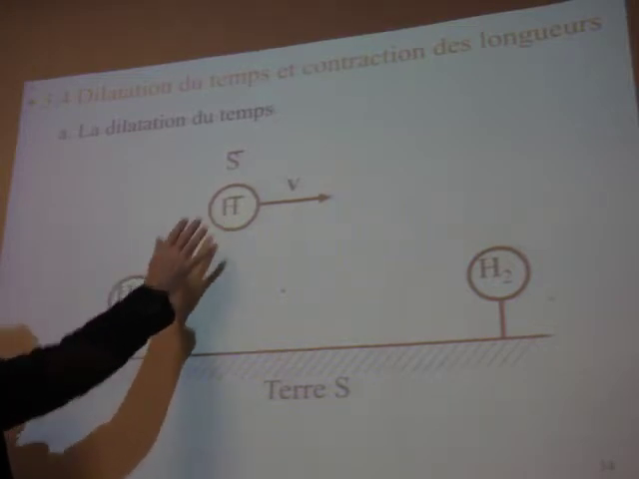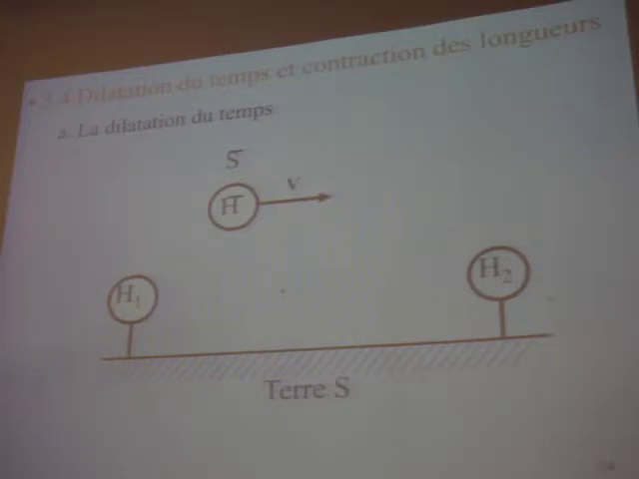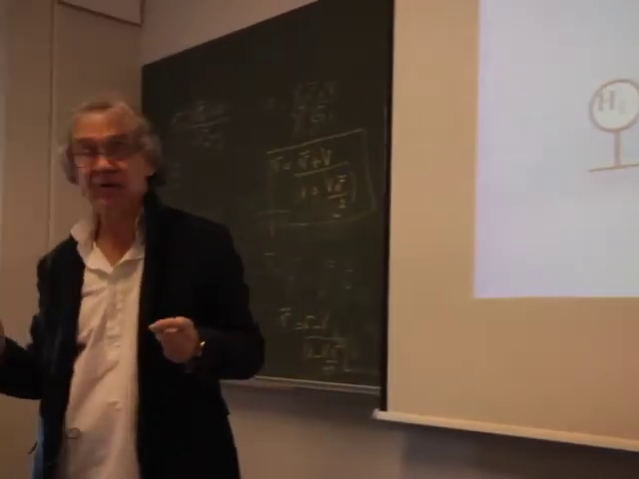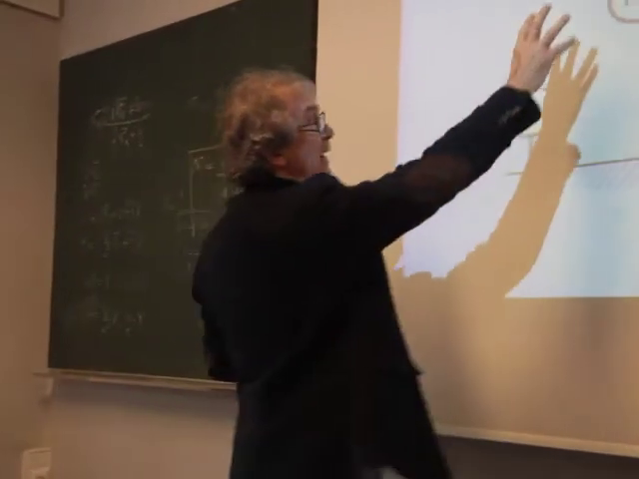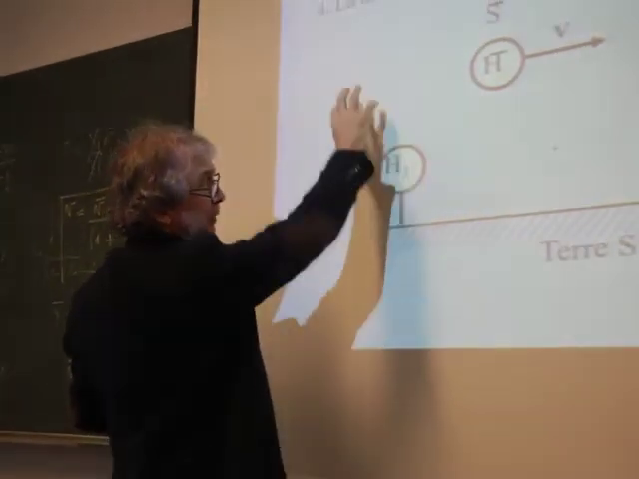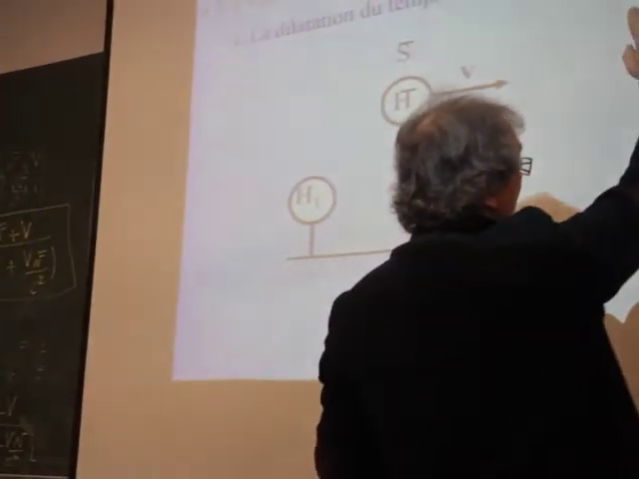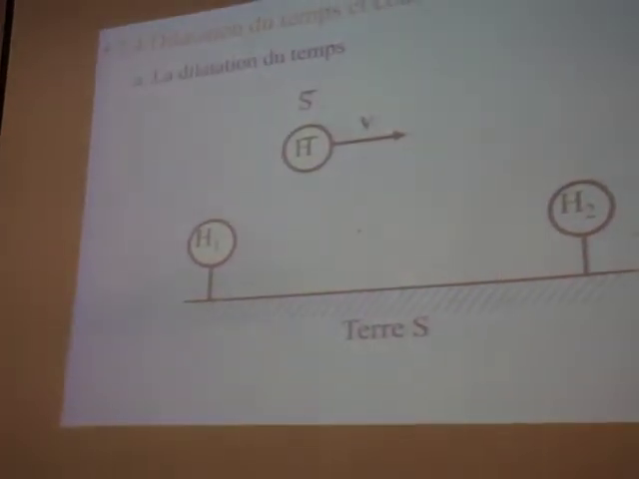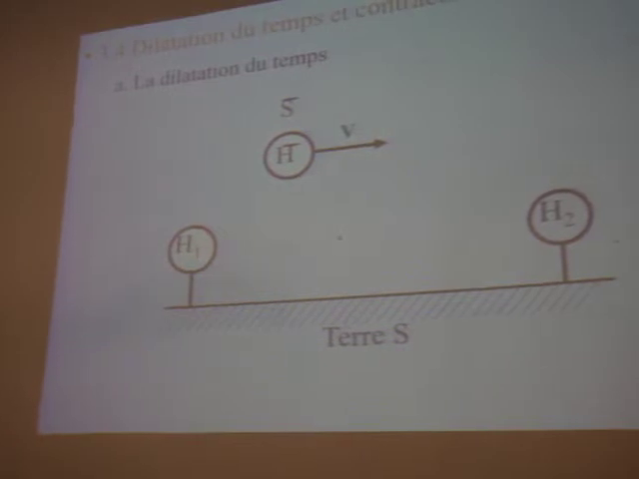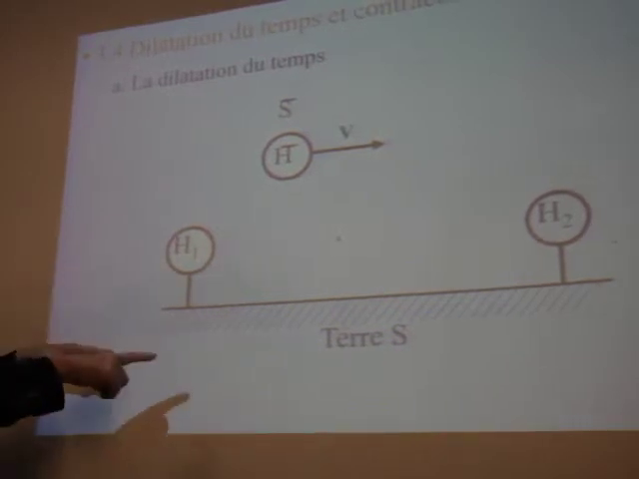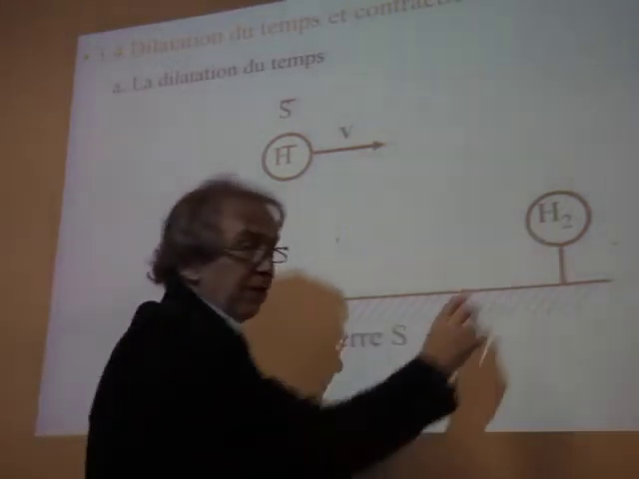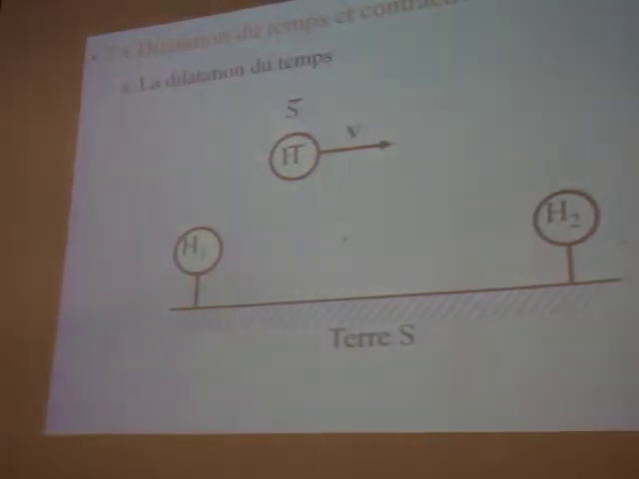Well, here you're just sitting in O bar with your clock, and you look at it. Here there will be two events. The first event will be when S bar is in front of H1, and the second event will be when S bar is in front of H2. So these are the two events. And of course, in this reference system S, you need two distant observers to locate those two events.